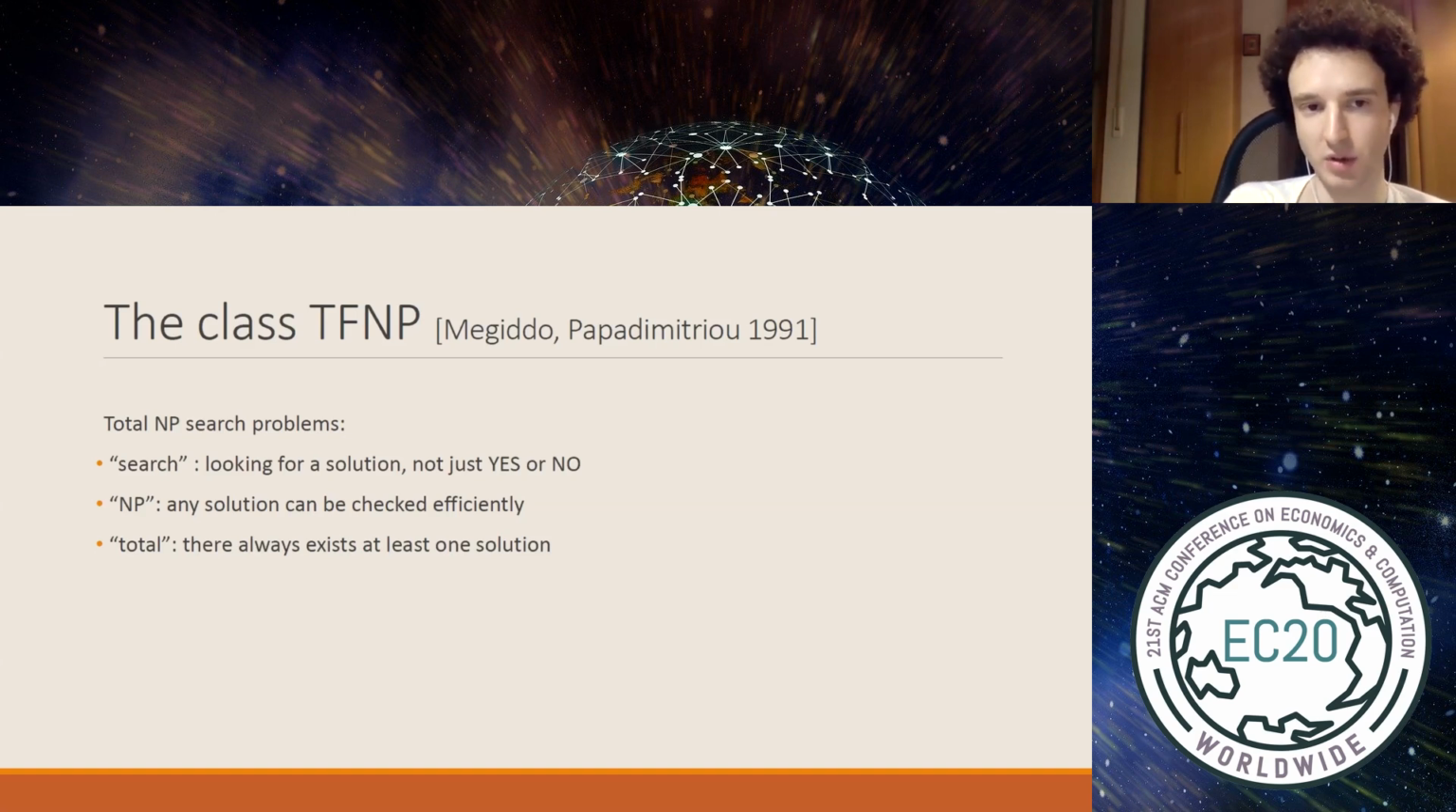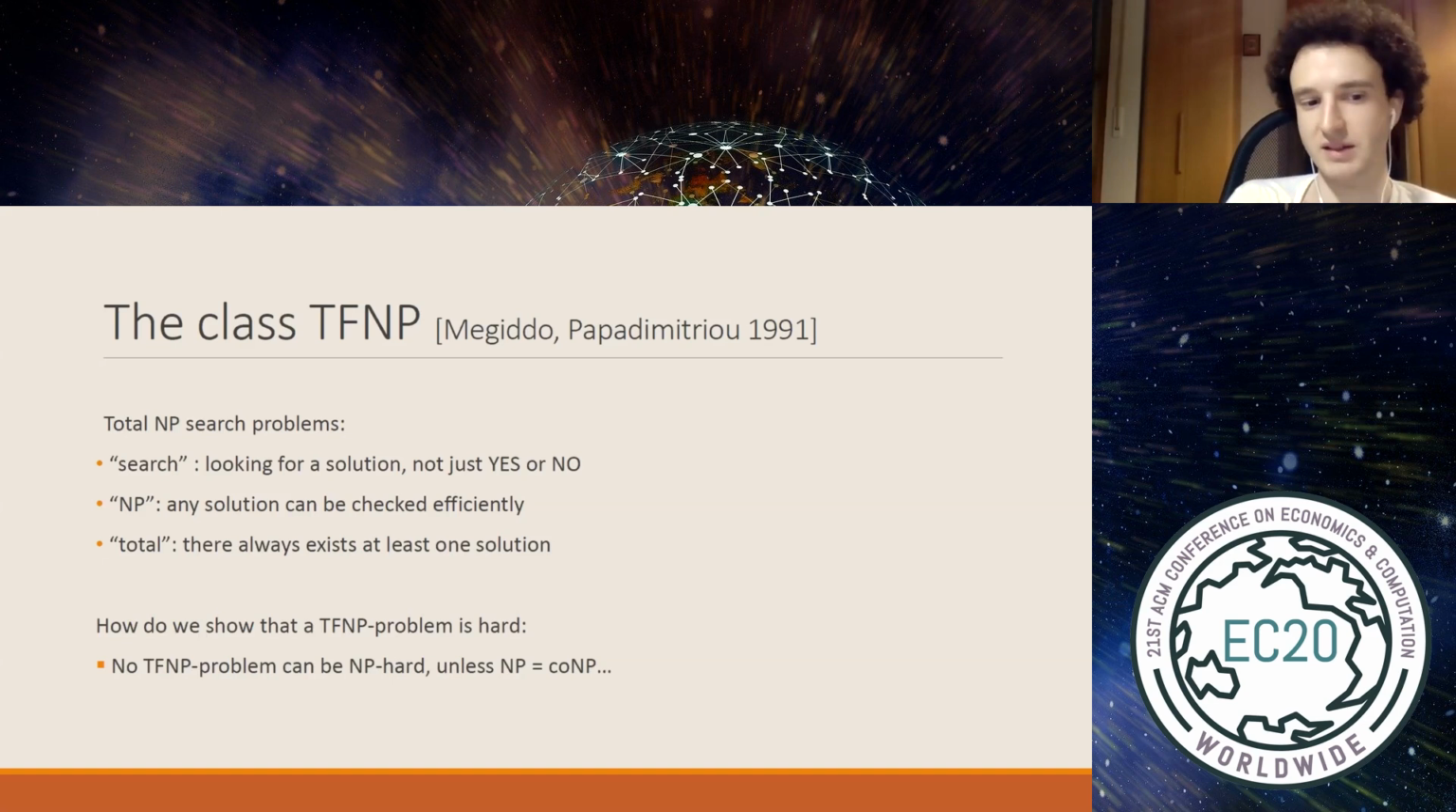Now, showing that a problem in TFNP is hard, or rather giving evidence of intractability, is tricky for two reasons. The first reason is that if you show that some TFNP problem is NP hard, then this immediately implies that NP equals co-NP. That was proved by Megiddo and Papadimitriou in their original paper.